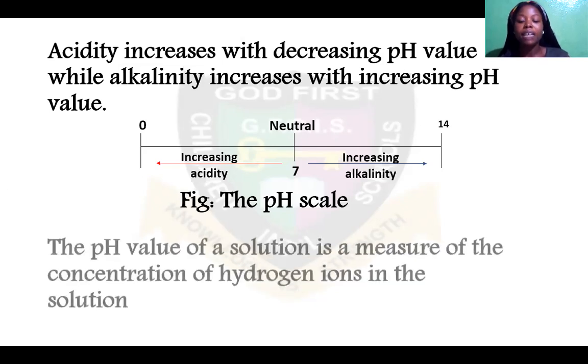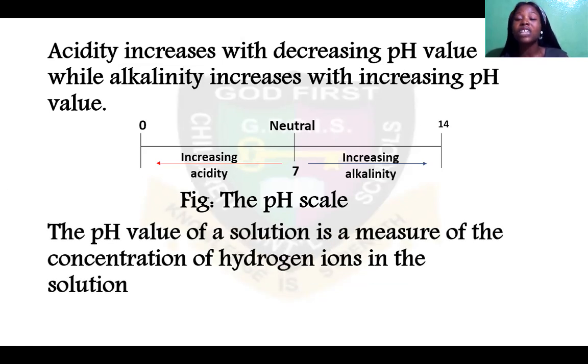So like I said before, the pH value of a solution is actually the measure of the hydrogen ion concentration in that solution, which is why the name is power of hydrogen, pH. So the measure of the hydrogen ion concentration in a solution.